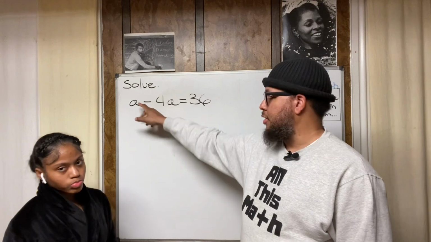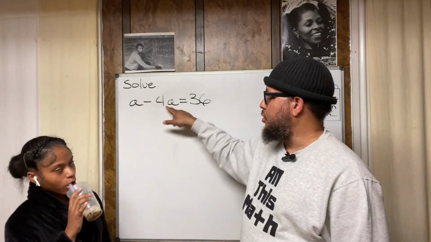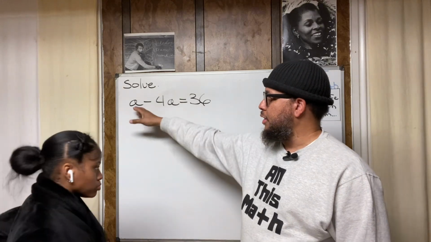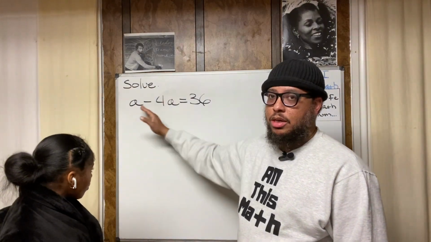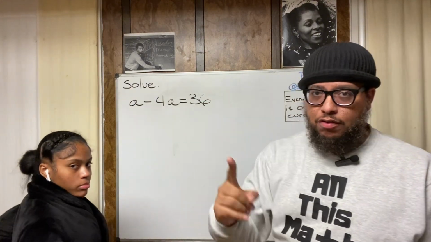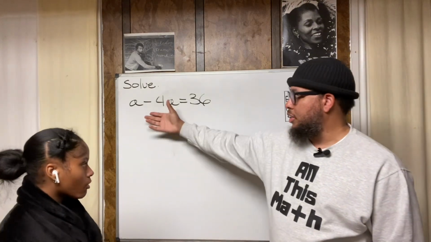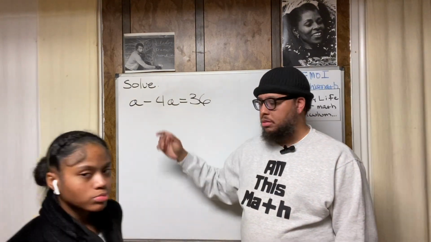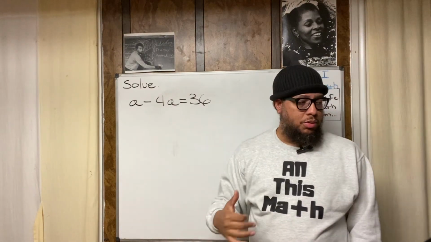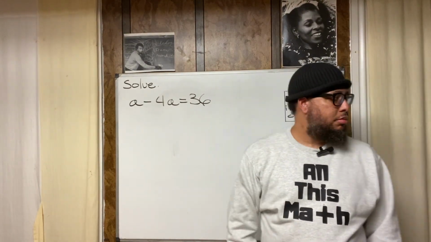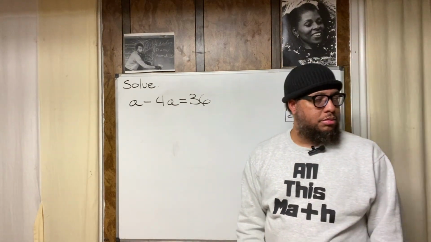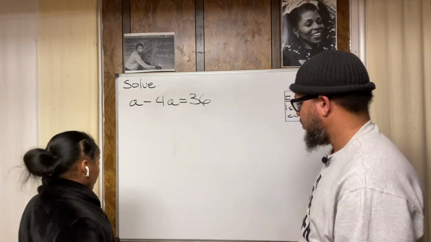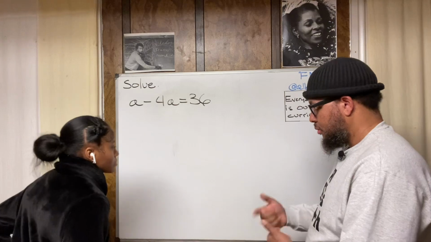These are like terms because this is a to the first power, and this is negative 4a to the first power. The point is that these variables are the same. When the variables are the same variable, same exponent, you can just combine them if you have to do addition or subtraction. So look, what's a minus 4a?